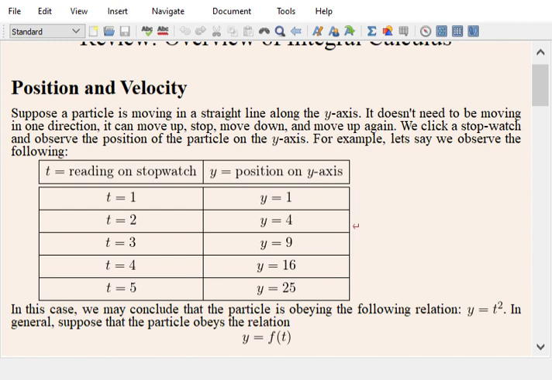So first off, I want to sort of motivate calculus a little bit from the position of physics. Suppose a particle is moving in a straight line along the y-axis. It doesn't need to be moving in one direction. It can move up, stop, move down, and move up again. So it's moving in an arbitrary fashion, but it's constrained to a straight line. We click a stopwatch and observe the position of the particle on the y-axis.